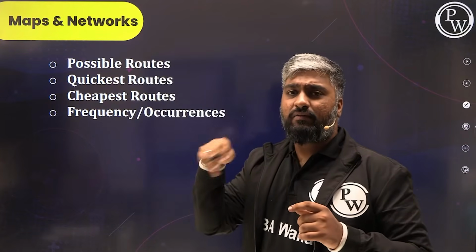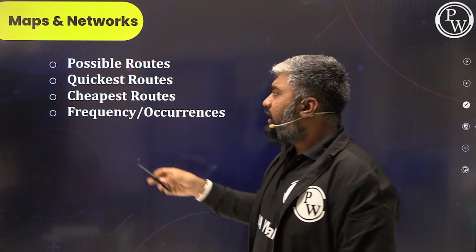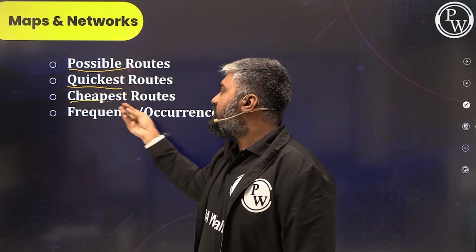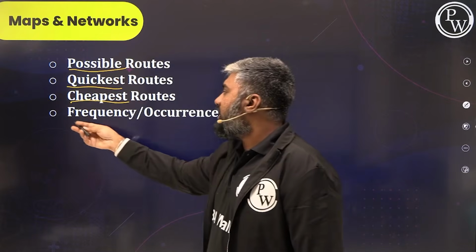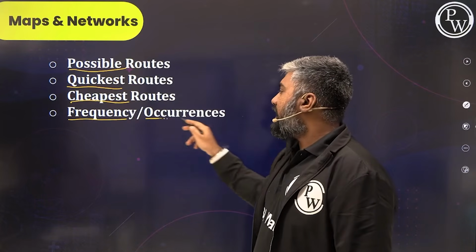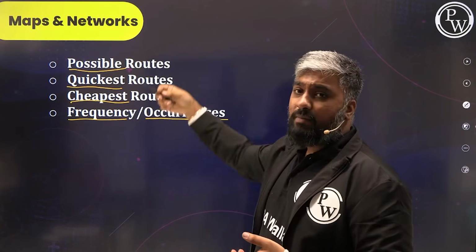कैसे क्वेश्चंस आते हैं उसमें, कोई मैप दे देंगे, राइट, there will be some route map given to you. They'll ask you for the possible routes, they can ask you for the quickest route जो सबसे कम टाइम लेगा. They can ask you for the cheapest route जो काफी कम पैसे में पहुंच सकते हैं. And then there would be frequency कि कितने between two places कितने flights हैं, कितने trains हैं, buses हैं, and how many occurrences happen, right. These are the questions that are asked under maps and networks.